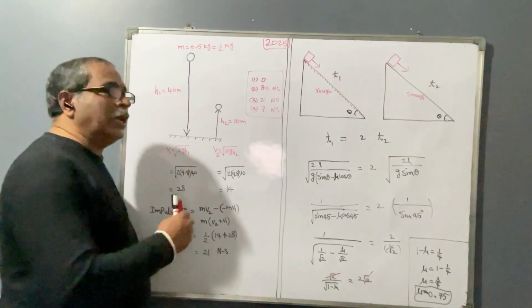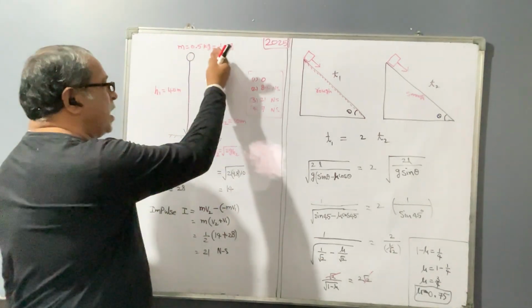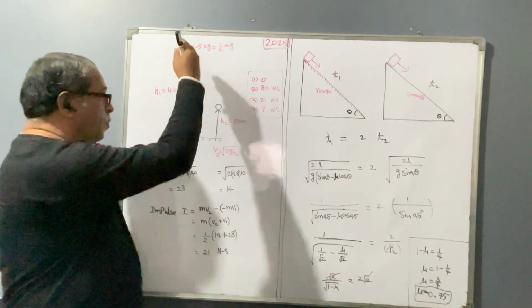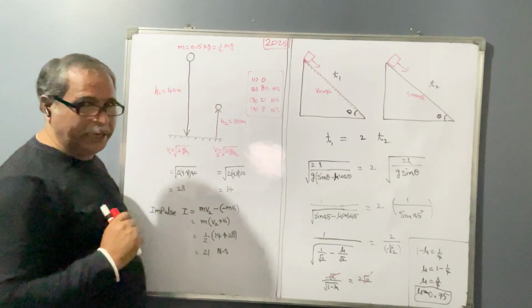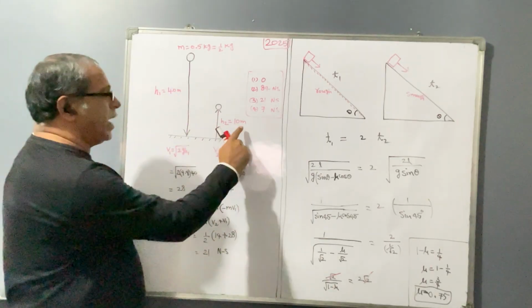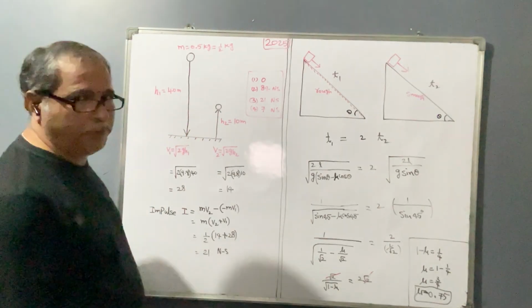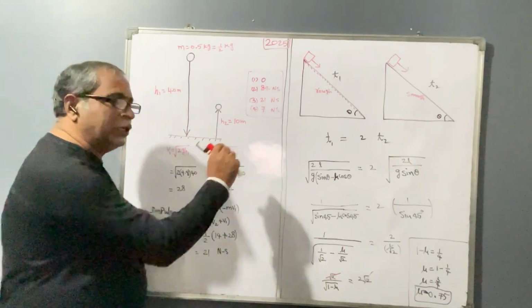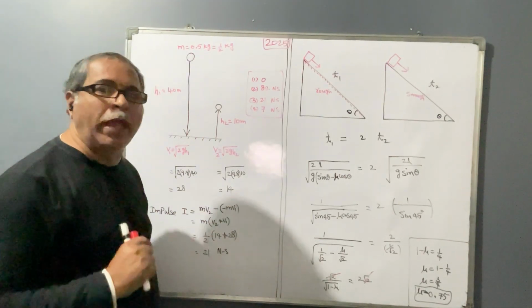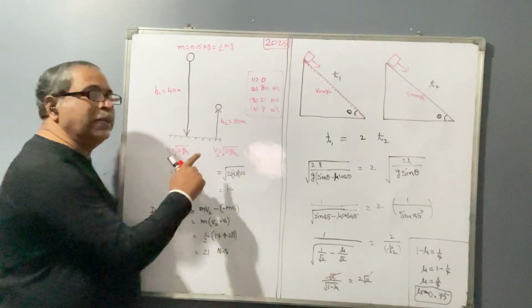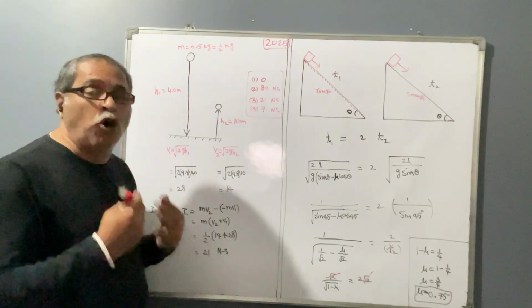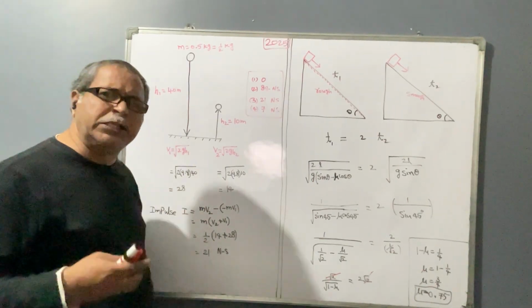The first question is: a ball of mass 0.5 kg is dropped from a height h1 equals 40 meters and rebounds to a height of 10 meters from the floor. The value of g is 9.8 meters per second square. Find the impulse given to the ball by the floor. Impulse means change in momentum.